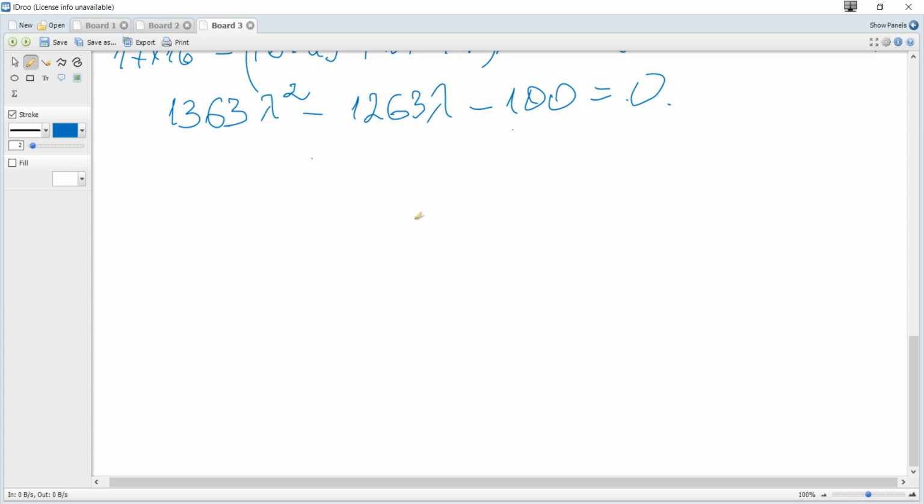In general, you may use the discriminant or just a calculator, but the product is c, it's negative 100 over this value, and one lambda is 1, so 1 times another lambda, so the second root is just this value, or let it be the first lambda, it doesn't matter which lambda is the first and which is the second, and one solution is always 1 for a transition matrix.